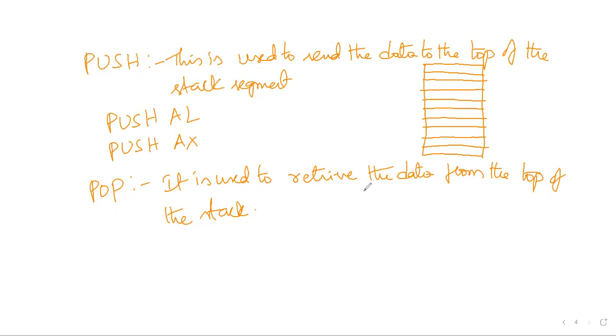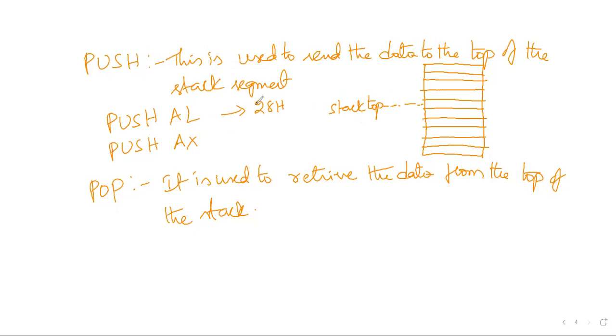Stack segment locations. For example, currently the stack segment is in this position. Stack segment to top. This is the stack top at that moment. Now we have given PUSH AL. For example, AL contains 28 hexa, an 8-bit number. So then what happens?